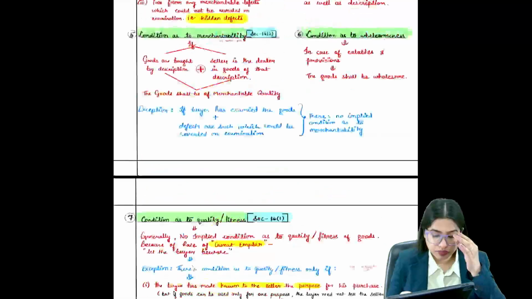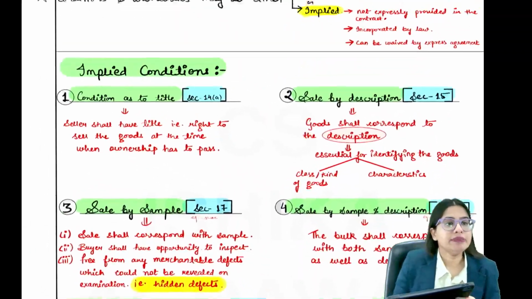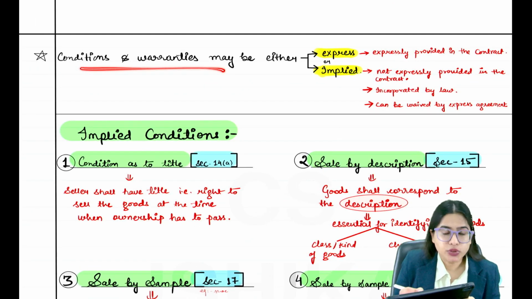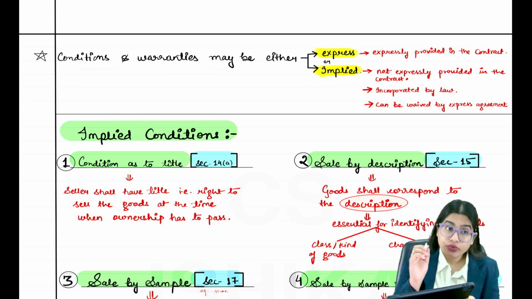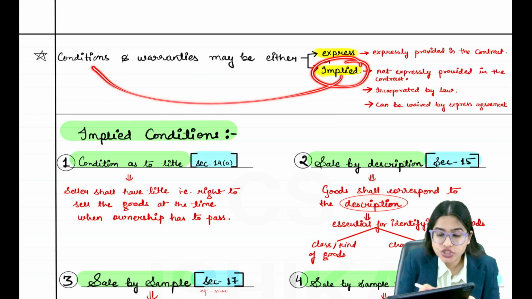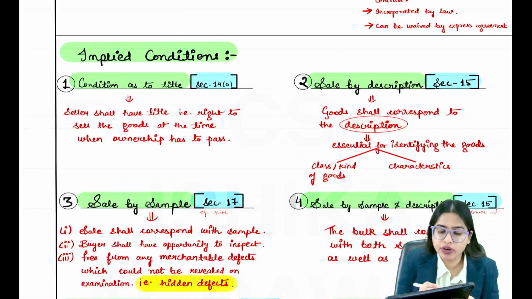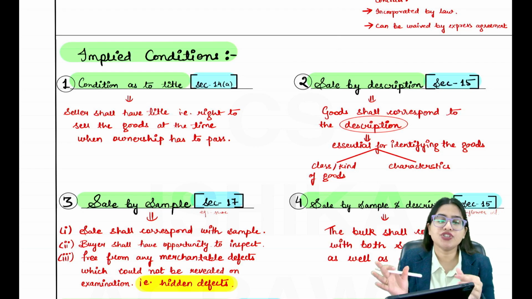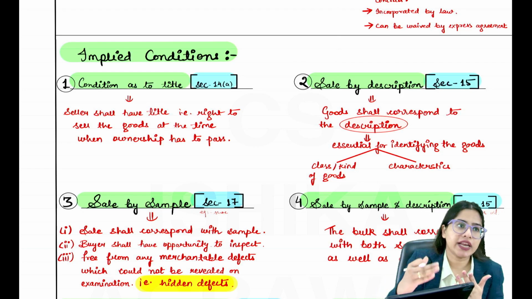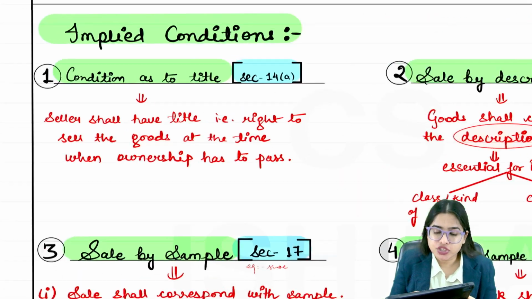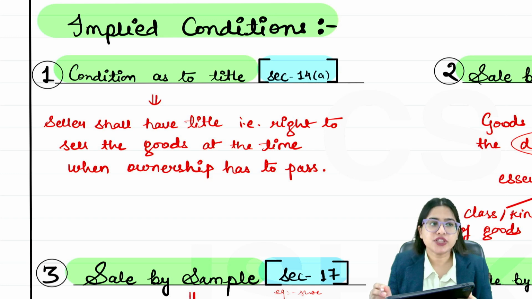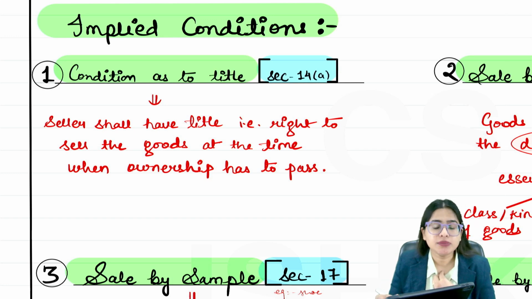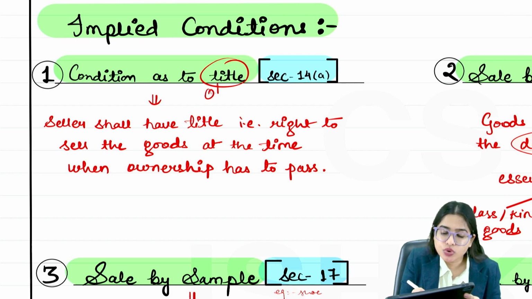Okay, first we will do implied conditions. We have already done that conditions and warranties are two types, express and implied. So we are going to study what are implied conditions and what are implied warranties one by one. Implied conditions means it is assumed, no need to expressly write it in the contract. The first implied condition is condition as to title. Condition as to title means I should have the title of the goods if I am selling it. Title means ownership.